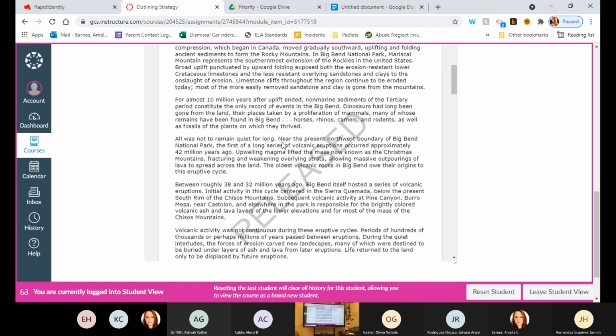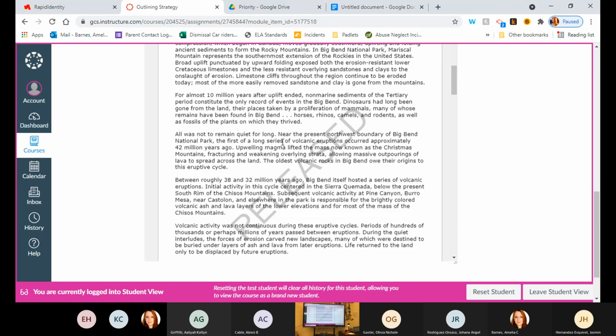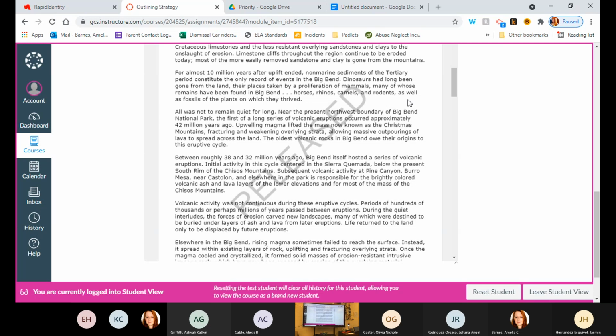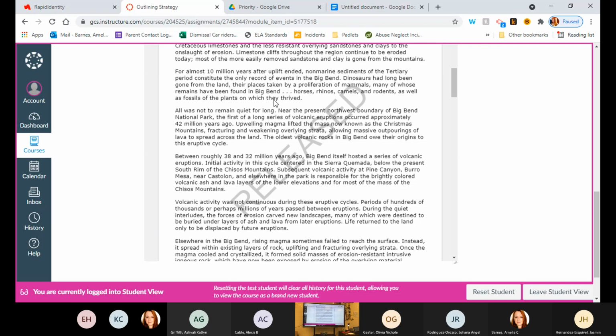For almost 10 million years after uplift ended, non-marine sediments of the Tertiary period constitute the only record of events in the Big Bend. Dinosaurs have long been gone from the land, their places taken by a proliferation of mammals, many of whose remains have been found in Big Bend: horses, rhinos, camels, and rodents, as well as fossils of the plants on which they have thrived. All right, so we're back to talking more about fossils again.